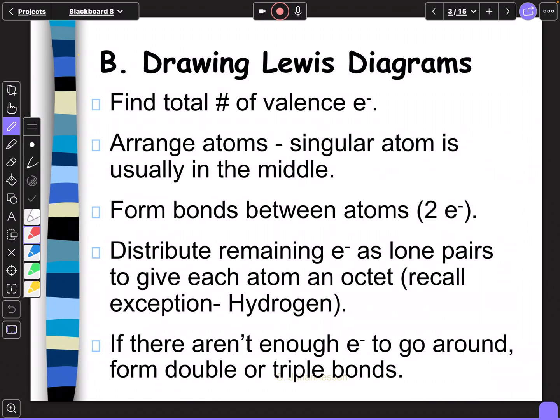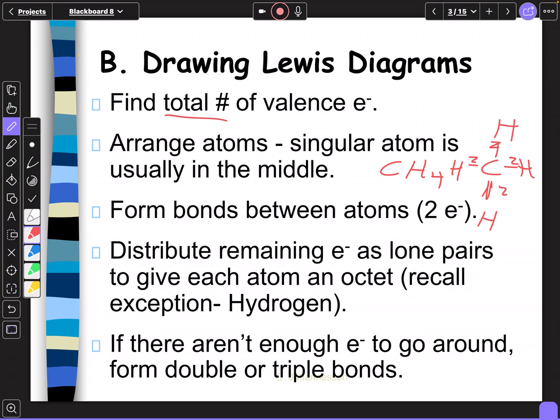Alright, so this is the way we draw Lewis diagrams. First, you find the total number of valence electrons in the structure from all the different elements that make up the compound. Then you arrange the atoms. A singular atom is usually in the middle. So if you have something like CH4, carbon, which only has one atom, is going to be in the middle, with the hydrogens bonded to it on the outside. You form the bonds between atoms, and a bond is these straight lines, and they each stand for 2 electrons. So this would be 2 electrons, this would be 2, this would be 2, and this would be 2. That's all being shared, for a total of 8 electrons there.